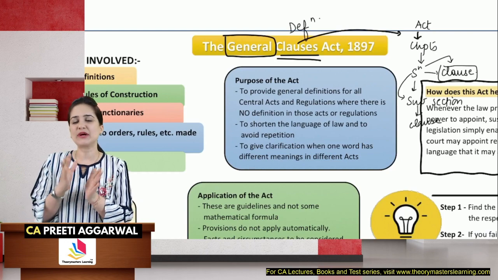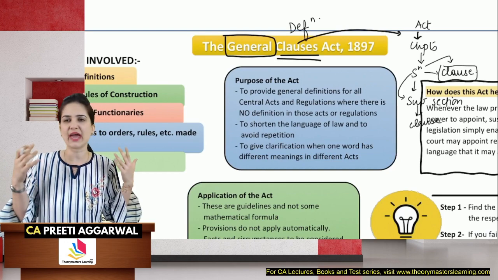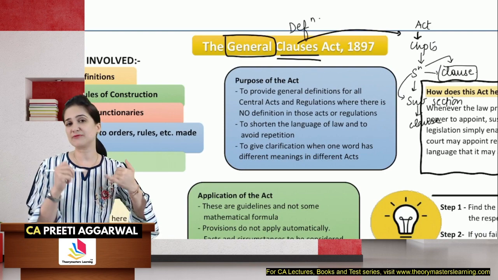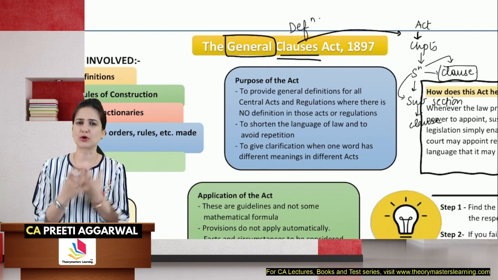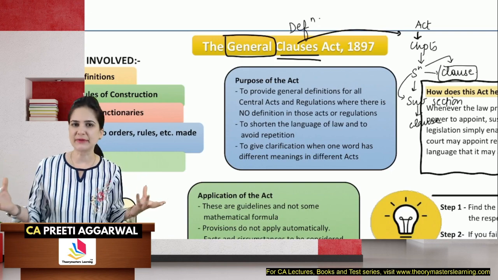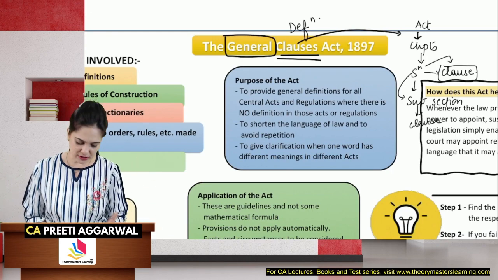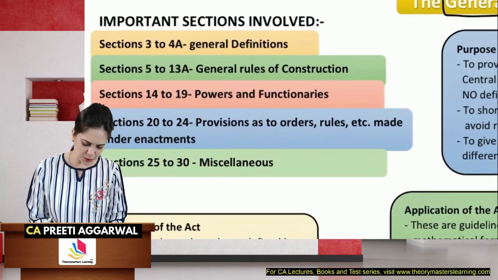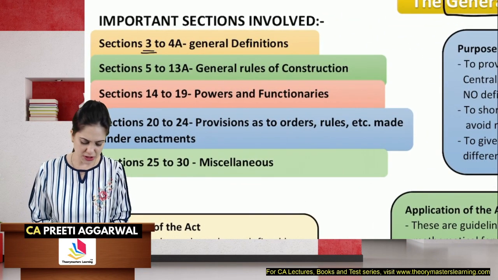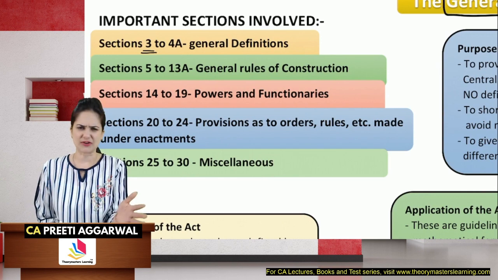Instead of explaining the word again and again in that same act or in every act, if we go on defining that word, it will make the acts very bulky. So in order to shorten the language of law, in order to bring a lot of uniformity, we define a few words. Now, the sections that we are going to cover in the General Clauses Act are section 3, which includes the definitions, to section 4A, these are general definitions.